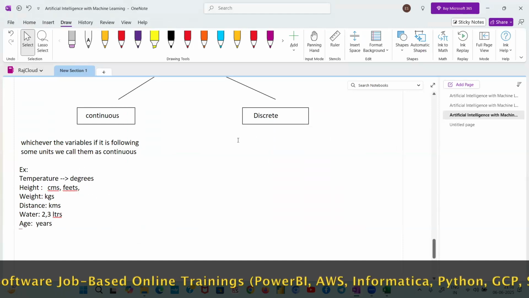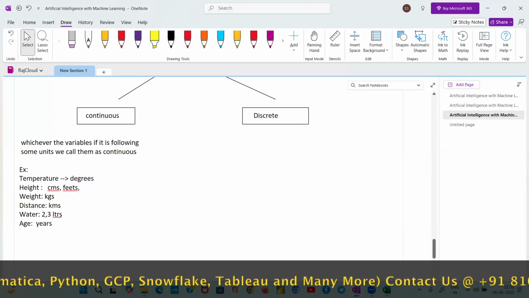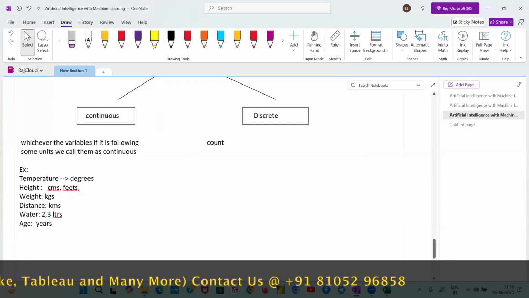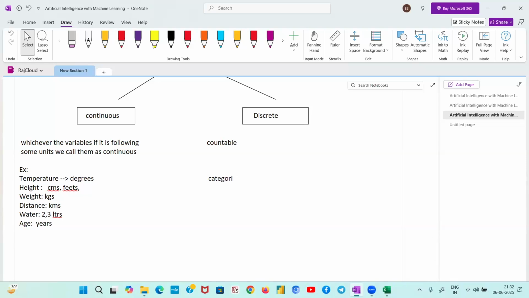Then what is discrete here? Discrete again has two types. One is countable. Another one is categorical. What is countable and what is categorical? Countable means anything countable, let me write here, without decimals. The values will come without decimals.